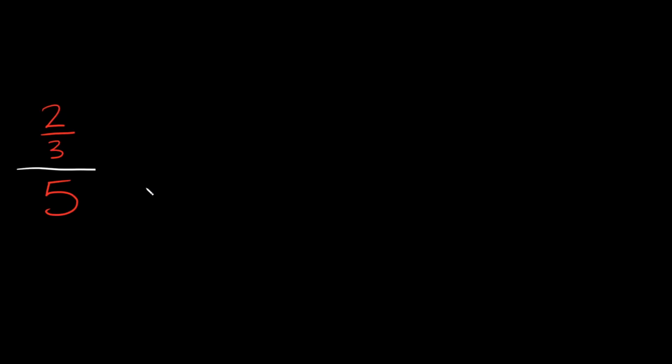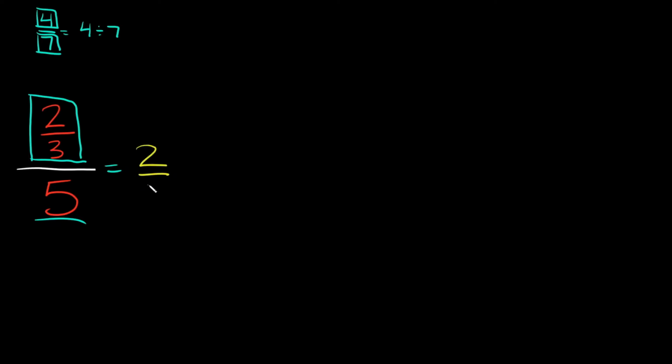Well, your first step here is going to be writing this out like a normal division problem. So, for example, if I had 4/7, this is equal to 4 divided by 7, right? All I did was divide the numerator by the denominator. So that's what we're going to do here. We're going to divide the numerator by the denominator. So I'm going to rewrite this as our numerator, 2/3, divided by our denominator, 5.